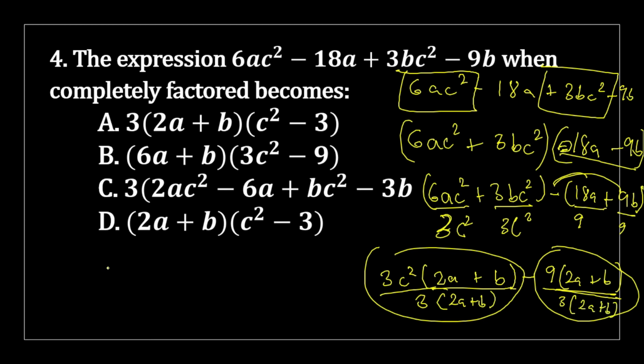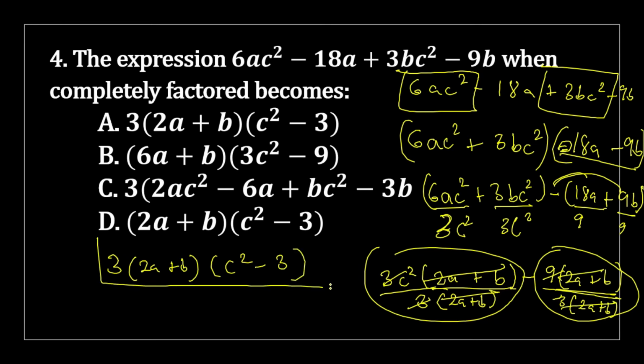Now let's divide that. Let's write first the factor that we have, 3, 2a plus b, in the bottom. Now let's cancel this. Cancel 3 and we get c squared. And this one, let's copy the minus, 9 divided by 3 is 3. Then cancel it. So we have this factor. So that is the answer to number 4, letter A.